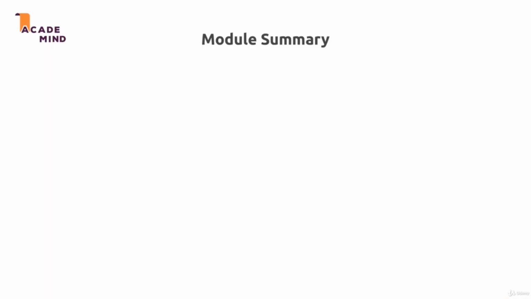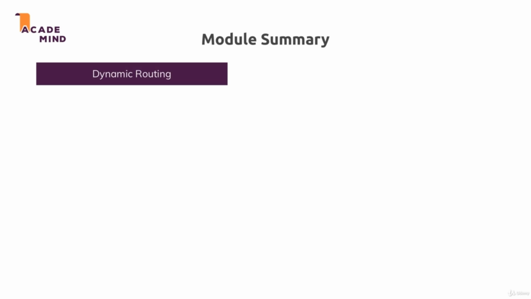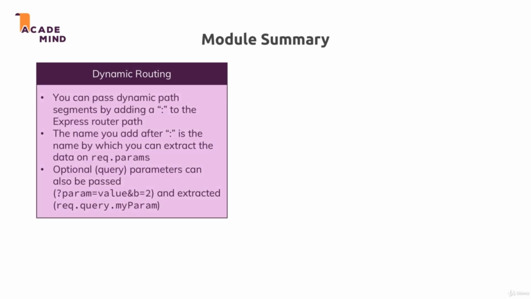So that's it for this module. Again, we learned a lot and practiced a lot. You learned about dynamic routing and that you can pass dynamic path segments by adding a colon to the express router path. The name after the colon is then the name by which you can extract the data on request params. As a side note, you can have more than one dynamic segment per route. This is absolutely possible. You can also work with optional query parameters.